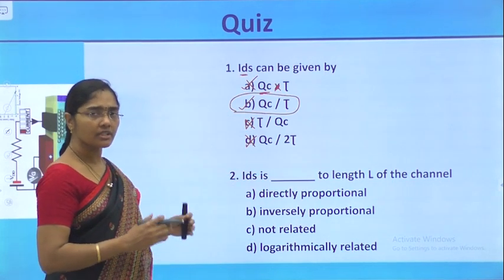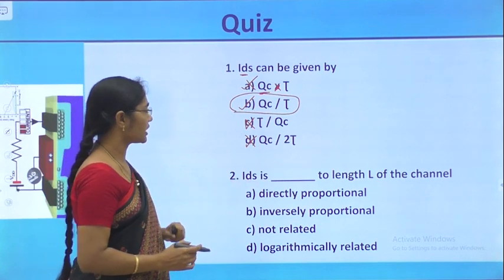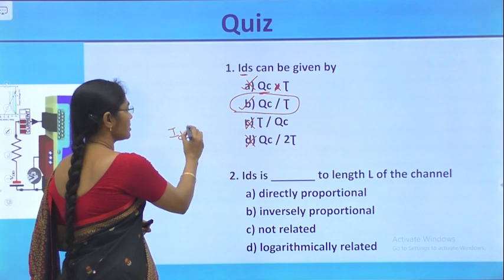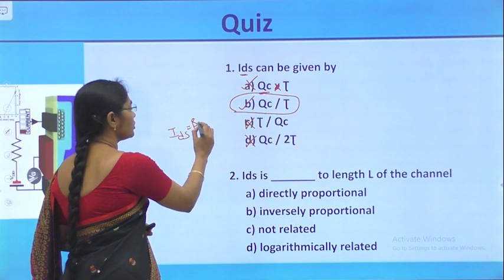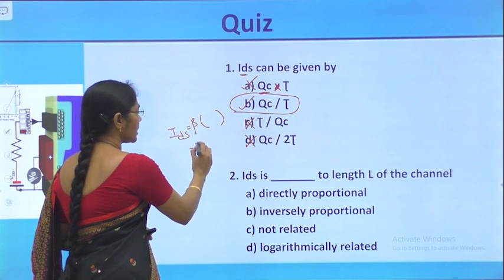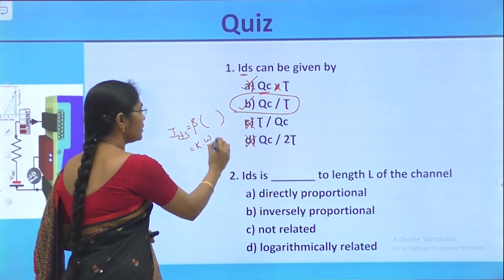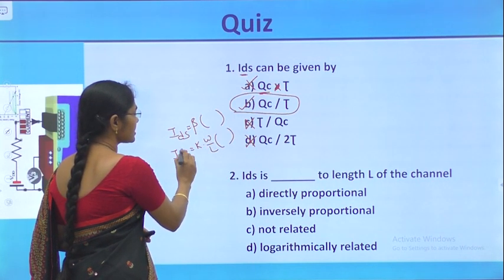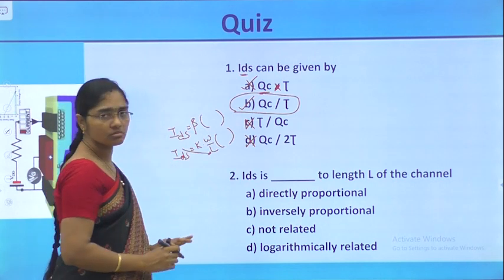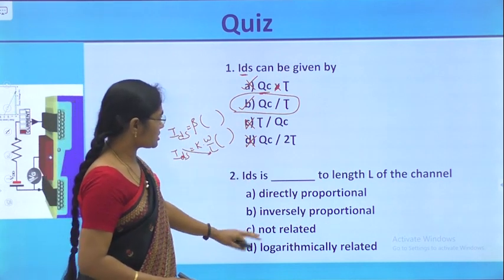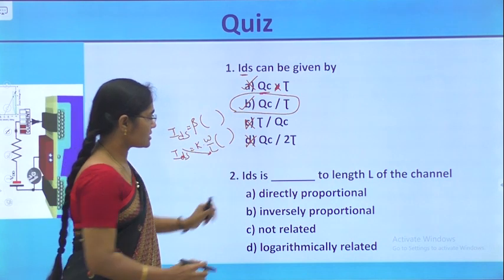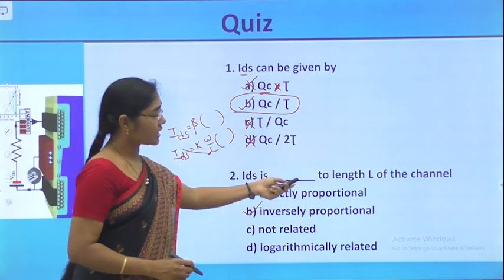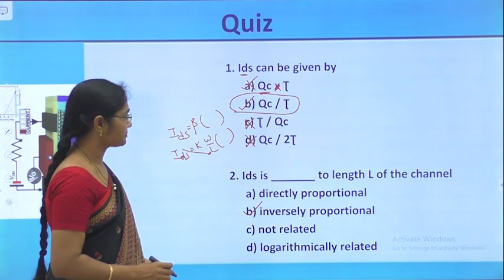So how is IDS proportional to the length? What is the equation? IDS is equal to beta into something or K into W by L into the voltages part. So from this we can see IDS is inversely proportional to the length. So from the options, IDS is inversely proportional to the length value of the channel.